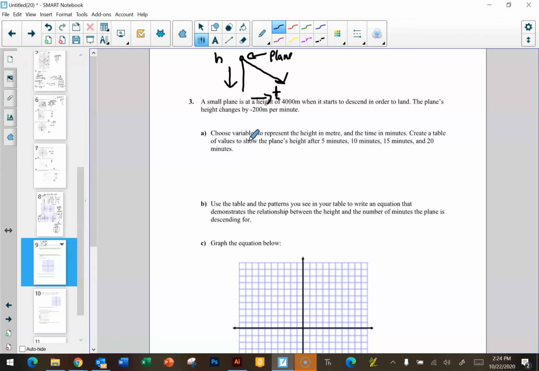When you're creating variables, keep it simple. How am I going to represent height? H. That was easy. How am I going to represent time? T. That was easy as well.